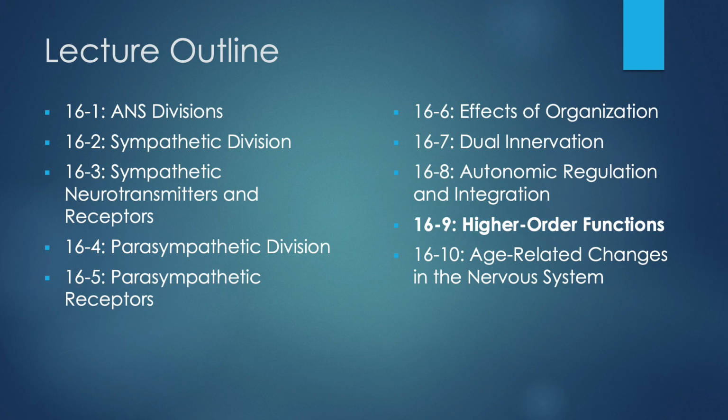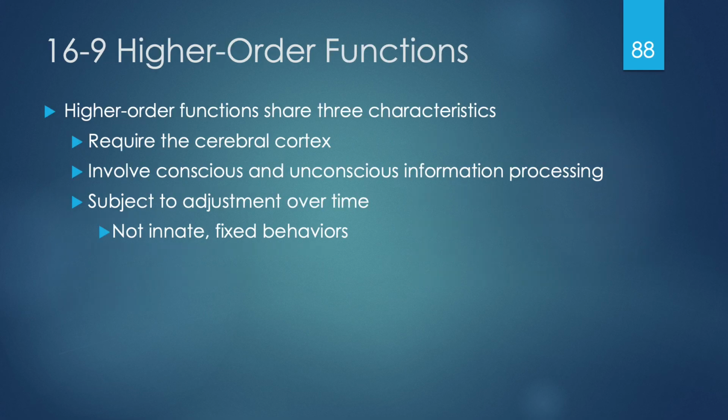Now let's discuss section 6.9, higher order functions. Our higher order functions are things like our memory and the states of our consciousness. These are going to share three characteristics in common. The first is that every higher order function will absolutely require involvement of the cerebral cortex. So in order for anything to be performed that would be considered a higher order function, we have to have a complex interaction between different areas of the cortex and other areas of the brain. This also includes conscious and unconscious information processing. And further, these are subject to adjustment over time.